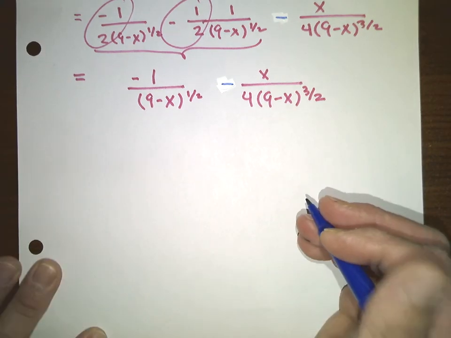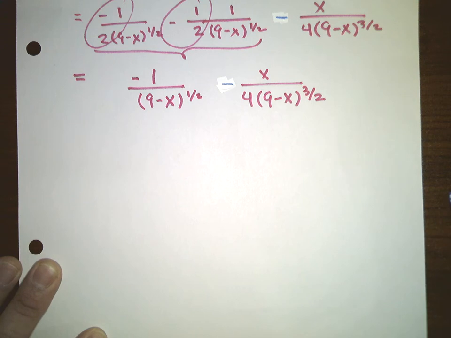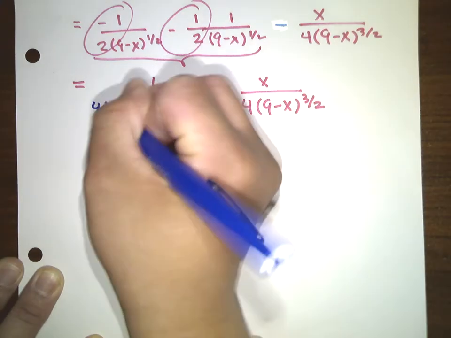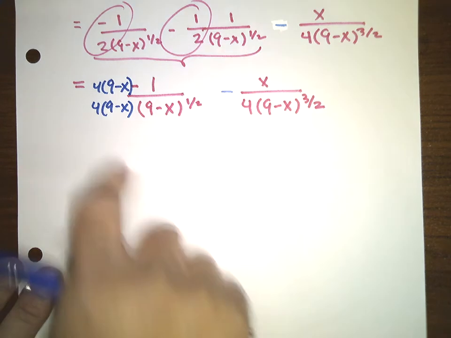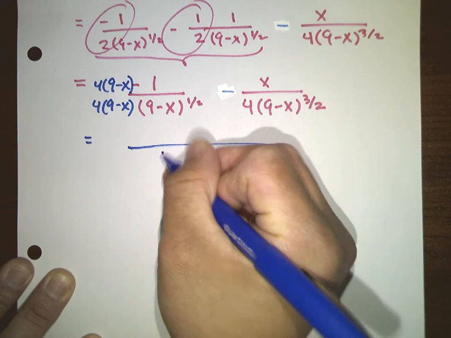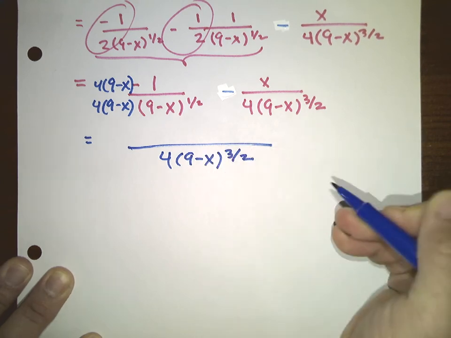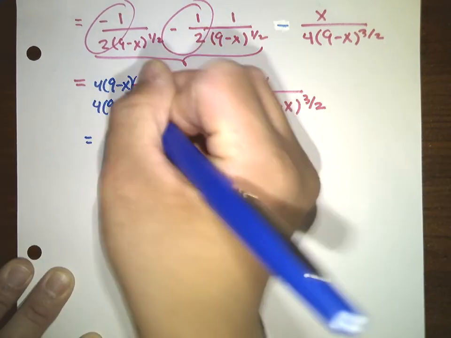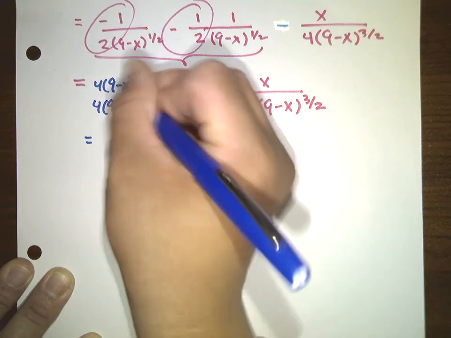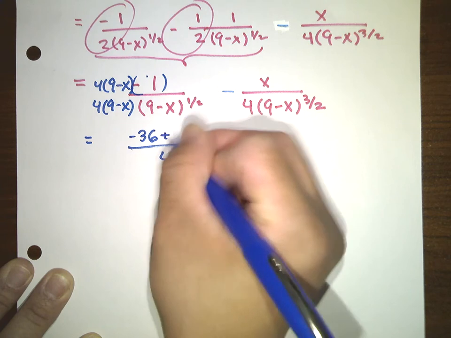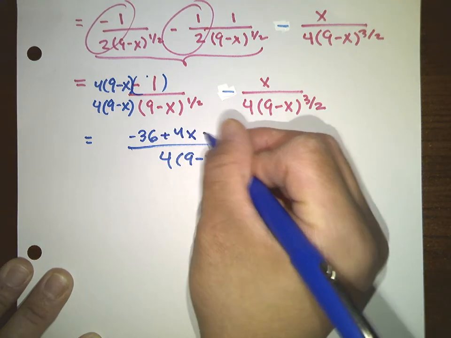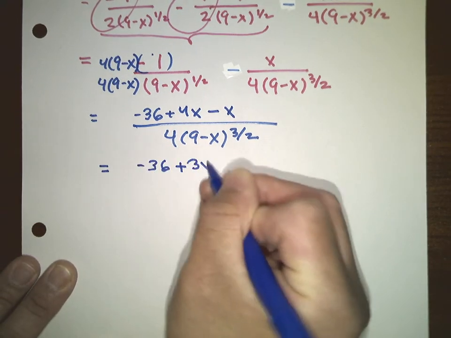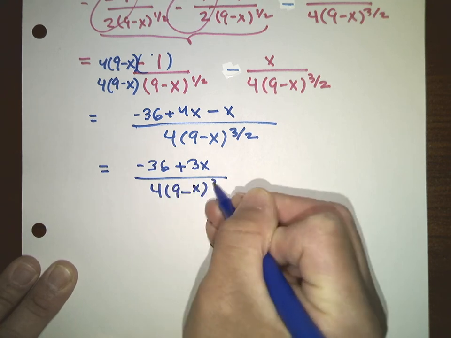All right, so let's find a common denominator. I'll show you the graph in a moment here. So let's actually multiply by the 4 times 9 minus x to get the common denominator of 4 times 9 minus x to the 3/2 power. All right, so I'll distribute. This is actually negative 4, so negative 1 times the 4 is negative 4, so negative 4 times 9 is negative 36, then that will be negative 4 times negative x plus 4x, then we will have minus x. So if I combine the like terms in the numerator, I have negative 36 plus 3x all over 4 times 9 minus x to the 3/2 power.